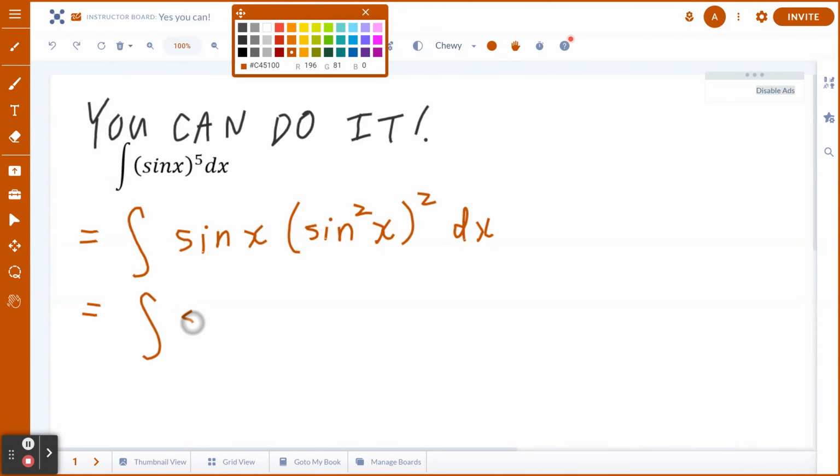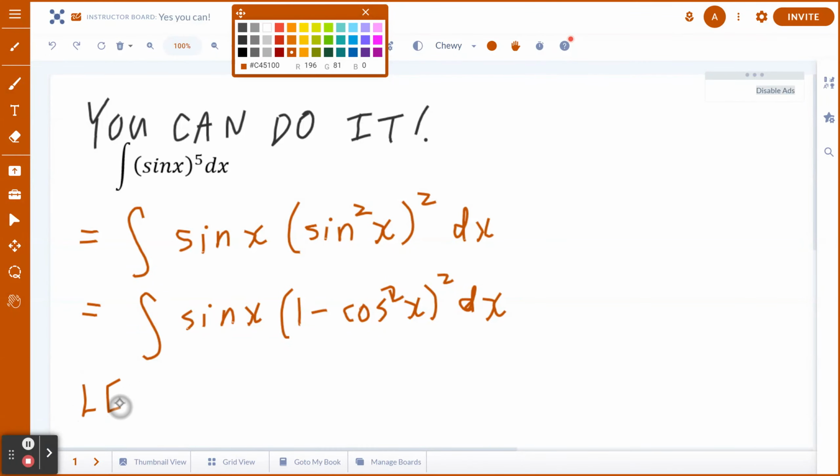Step 2. If you think about the correlation between sin x and cosine x, you can think of sin x squared as 1 minus cosine x squared, again in brackets to the power of 2, integrating it with respect to x. Now you can use a method called the method of substitution.